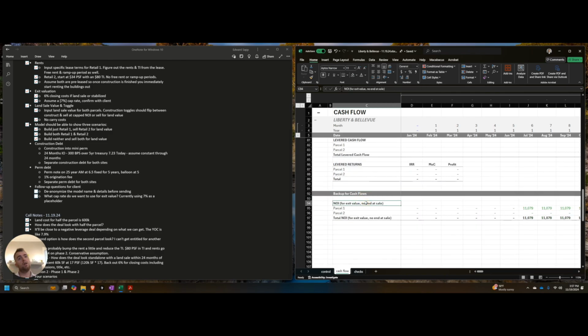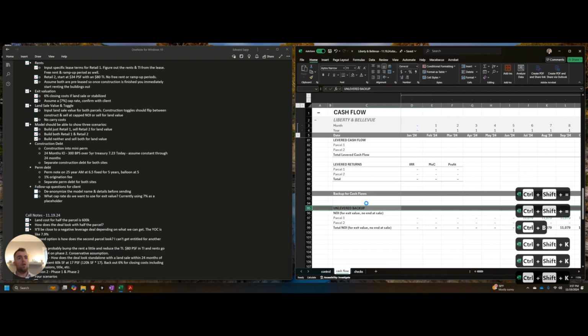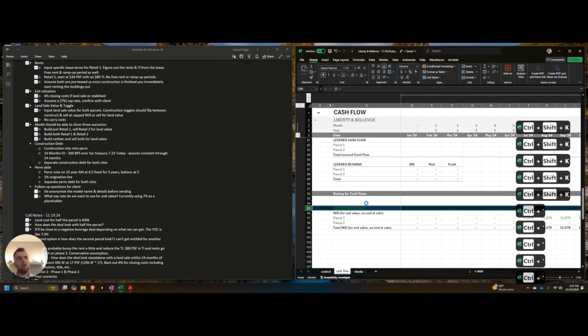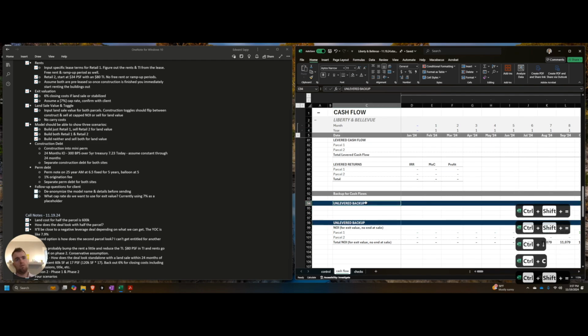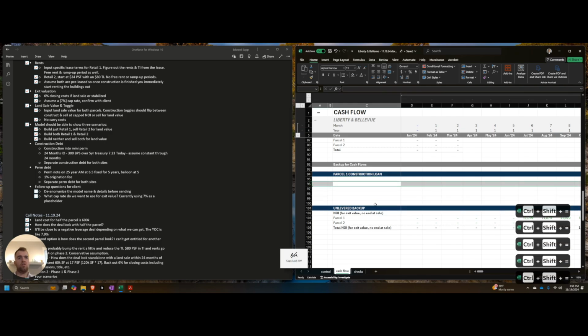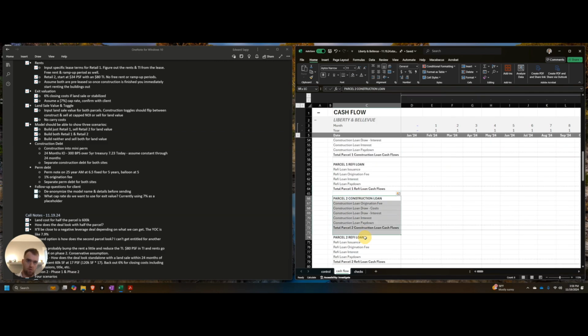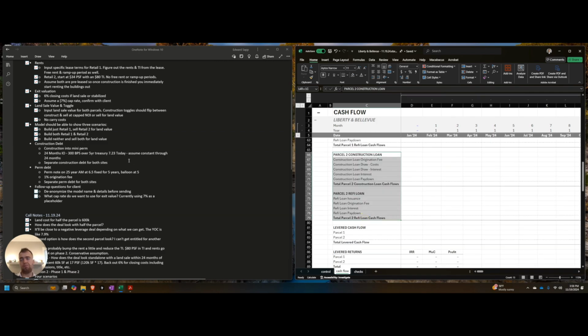So backup for cash flows. So NOI for exit value. I'm just going to do unlevered backup. Now I'm going to do it a little backwards. Because I just want it to be close here. I can move it around later, but it doesn't really matter. So parcel 1 construction loan. Let's just start with the parcel 1 construction loan, and then we'll do the parcel 1 refi. And then parcel 2 will just be the same logic but repeated.